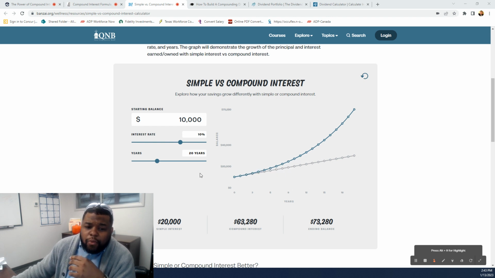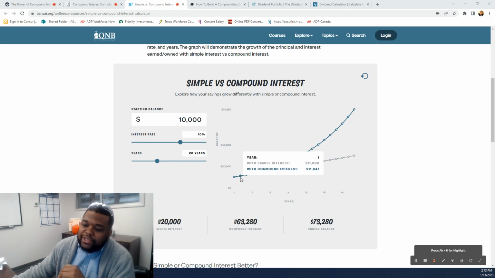So as you see with this simple versus compound interest calculator, if you have all variables equal, a starting balance of $10,000 with an interest rate of 10%, I chose 20 years as the time frame for both examples. And then as you see, with simple interest, it is very linear. Simple interest is the gray on the graph, and the compound interest is the blue.